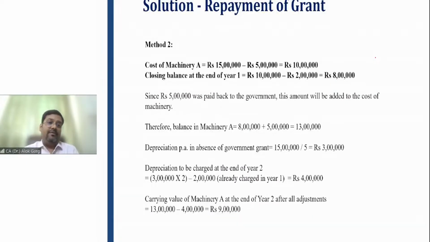So it is just like a grant in the nature of income, but the method where net approach has been followed. What is the net approach? The asset has to be recorded net of grant. In that case, it is a little tricky and a little cumbersome, right?